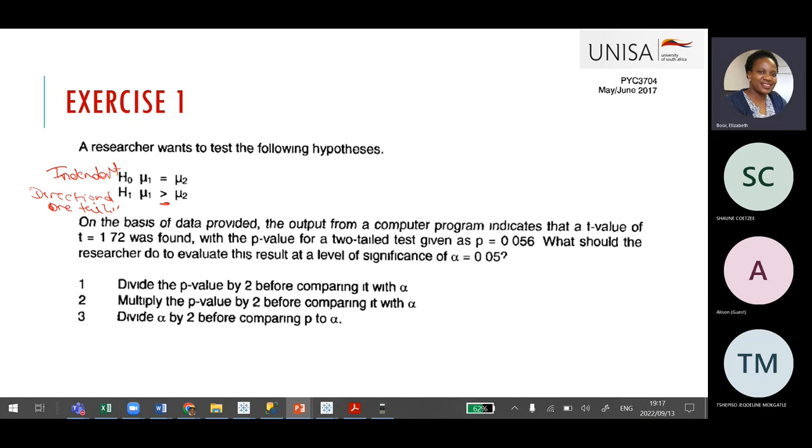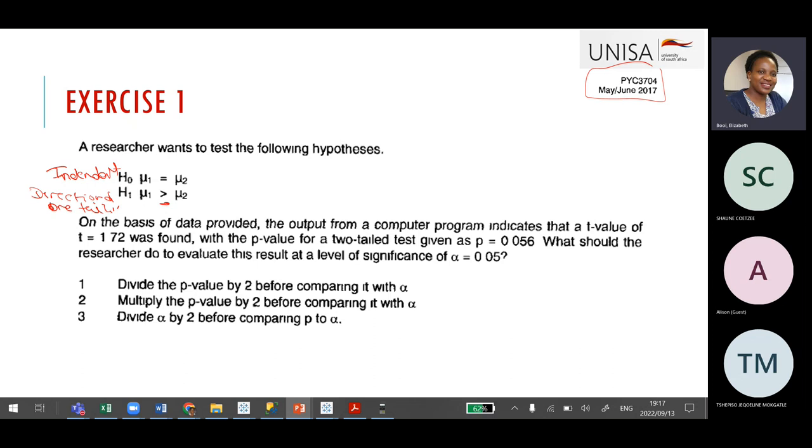Those are the things that you just make assumptions of. Now, on the basis of the data provided, the output, always remember all the activities that we do, I also post where I got the question from, so that when you go back and find past exam papers, you will know that we have dealt with them in class as well.